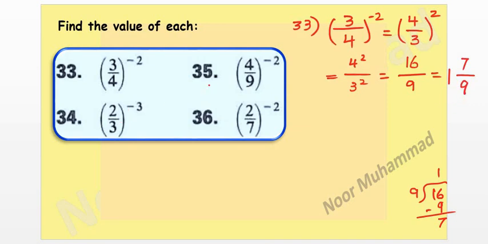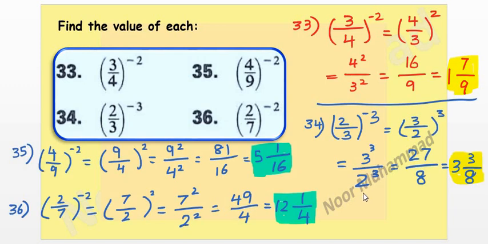As you can see in all these cases, the numerator is smaller and the denominator is larger than the numerator. So when you flip it, it will become an improper fraction, and all your answers will become mixed numbers. Now solve 34, 35 and 36 on your own, and then play the video to check your answers.